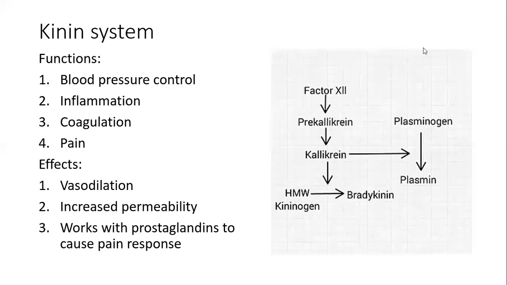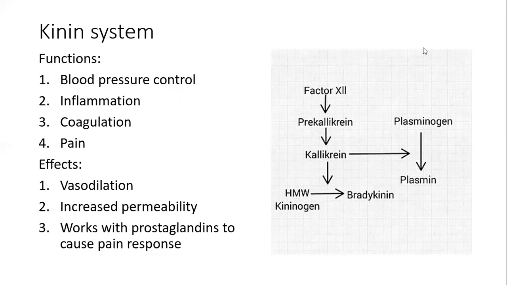The third protein system is the kinin system. Now these are all very complicated, and I'm trying to hit the main points here. The main functions of the kinin system are to control blood pressure, inflammation, coagulation, and pain. The effects of the kinin system are vasodilation, increased capillary permeability, and it works with prostaglandins to cause the pain response.